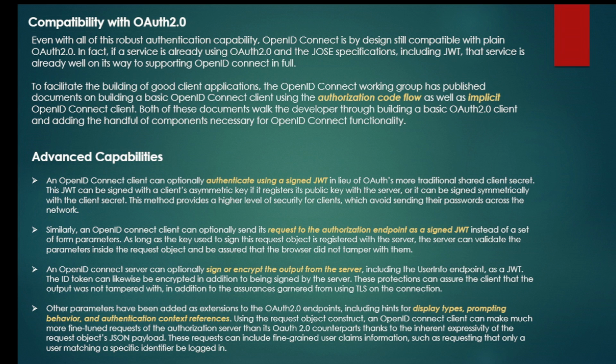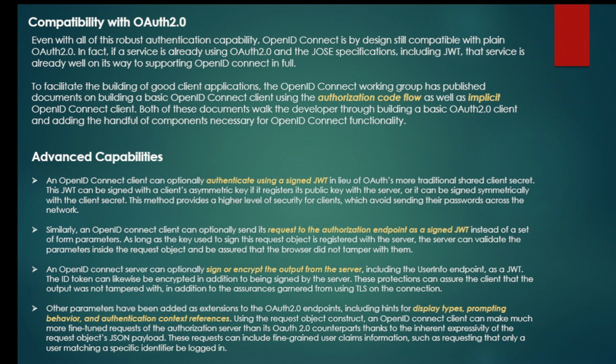To facilitate the building of good client applications, the OpenID Connect working group has published documents on building a basic OpenID Connect client using the authorization code flow as well as the implicit OpenID Connect client. You can check that on the openid.net website; you can get more information there. Both of these documents walk the developer through building a basic OAuth 2.0 client and adding the handful of components necessary for OpenID Connect functionality.